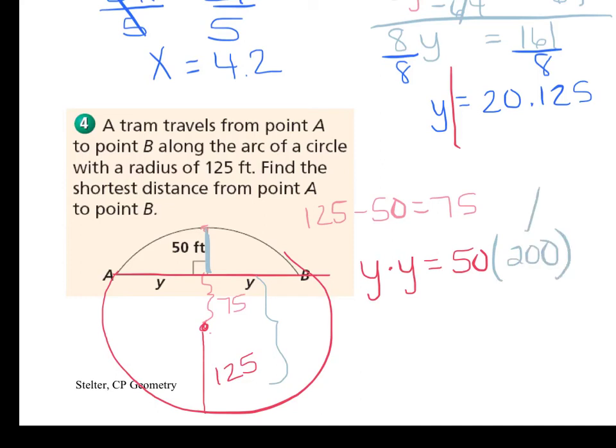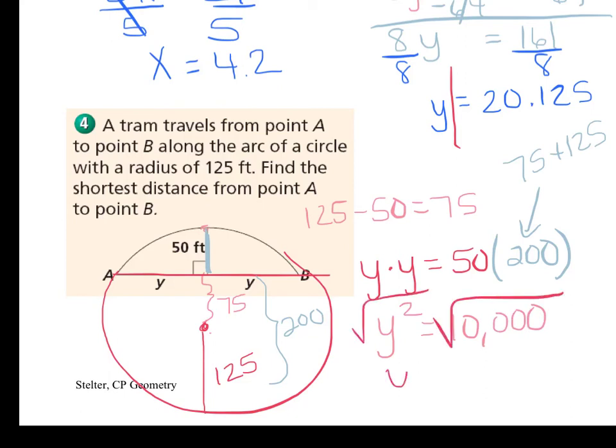And I'll just put a little note here. That's 200 right there, because I just added them together. 75 plus 125. So now we have that situation, and we can just simplify this. y squared equals, we end up getting 10,000. And then square root, and you end up with a y value of 100.